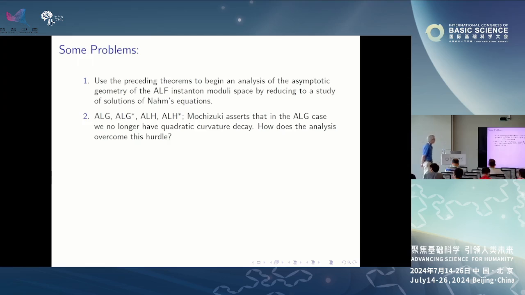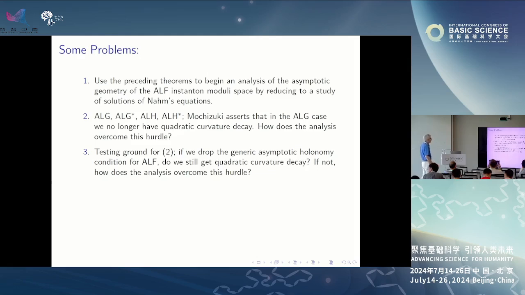Secondly, there's a question of extending this to ALG, ALG star, ALH, ALH star. ALG seems the obvious next thing to hit. Professor Mochizuki tells me, and I'm going to ask him to tell me more about this later, that in the ALG case we no longer have quadratic curvature decay. And from the standpoint of everything I did, quadratic curvature decay played an absolutely essential role, and I wouldn't know how to do anything without that assumption. So the question is, how does the analysis overcome this hurdle in the ALG case, for ALG star case?